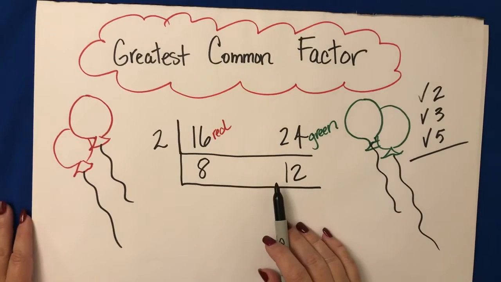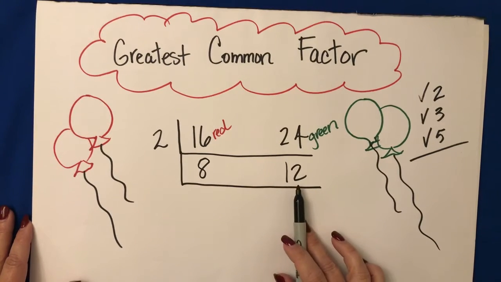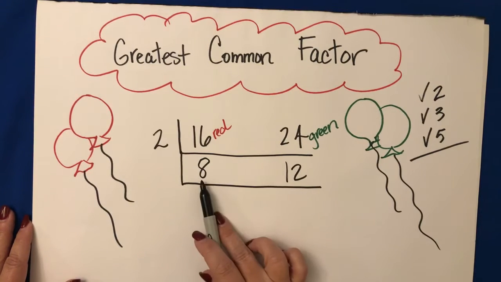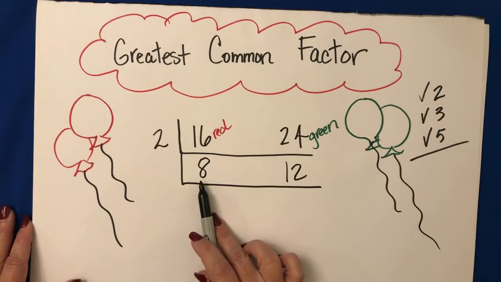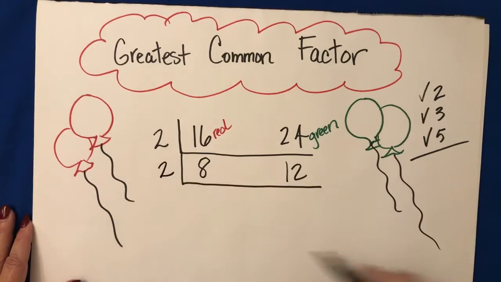Alright, so now what? We've got an 8 and 12. What do you think I should divide by here? 2? So we check to see, are they both even? Do they end with a 0, 2, 4, 6, or 8? Okay, that sounds good. So we'll go ahead and divide these by 2.